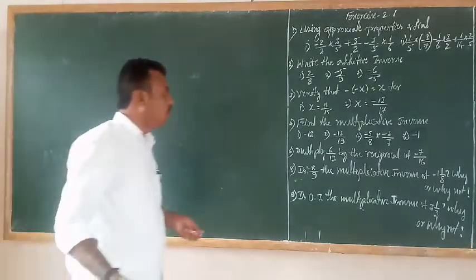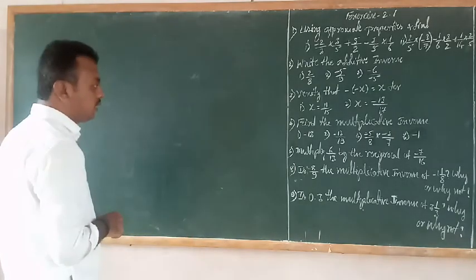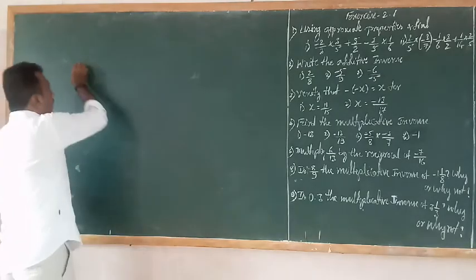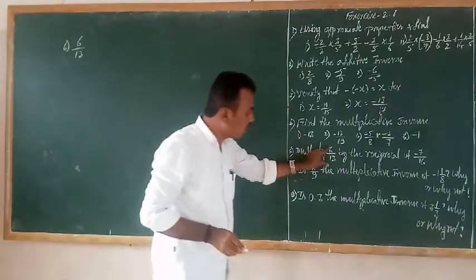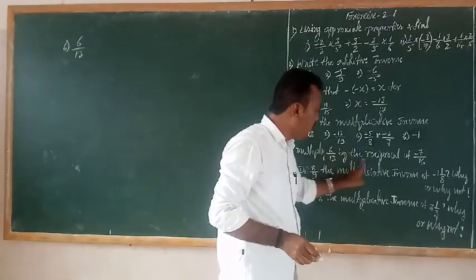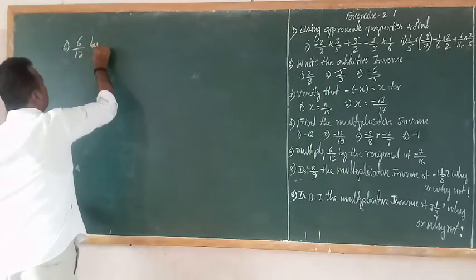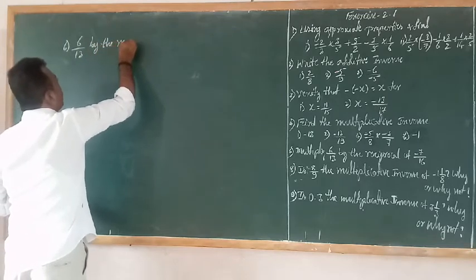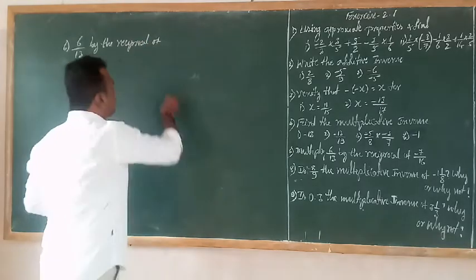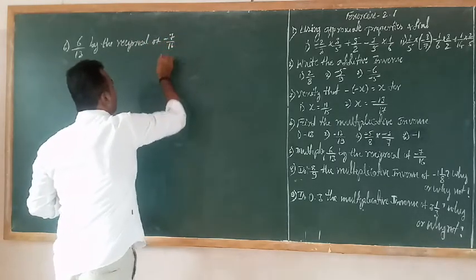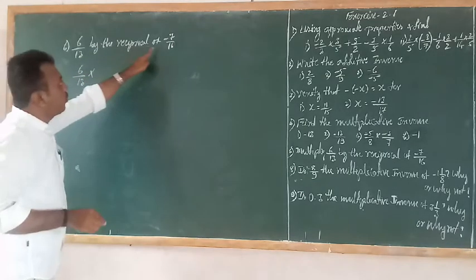Multiply 6 by 13 by the reciprocal of minus 7 by 16. We have to do the multiplication. Question number 6: 6 by 13 is there. So this rational number, we have to multiply by the reciprocal of minus 7 by 16. I will write 6 by 13 as it is, multiplied by the reciprocal of minus 7 by 16.